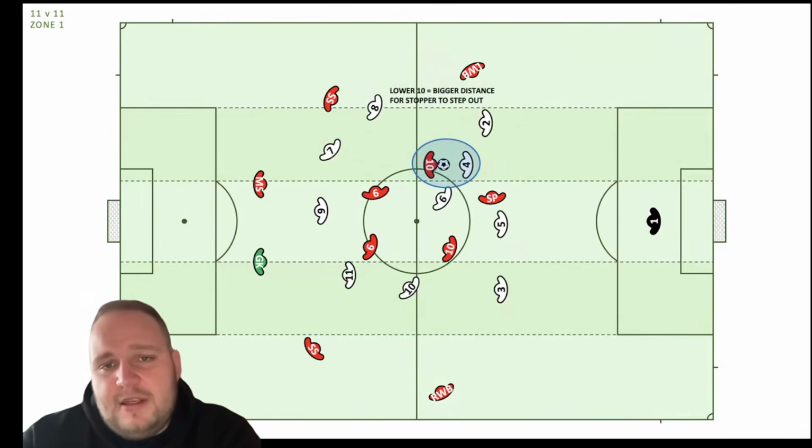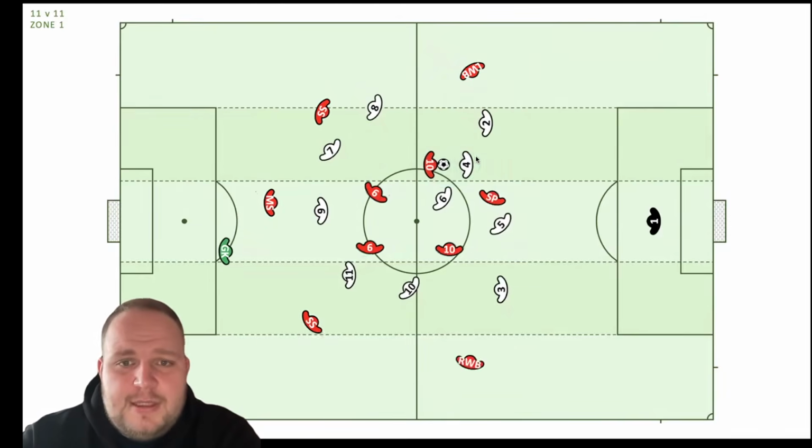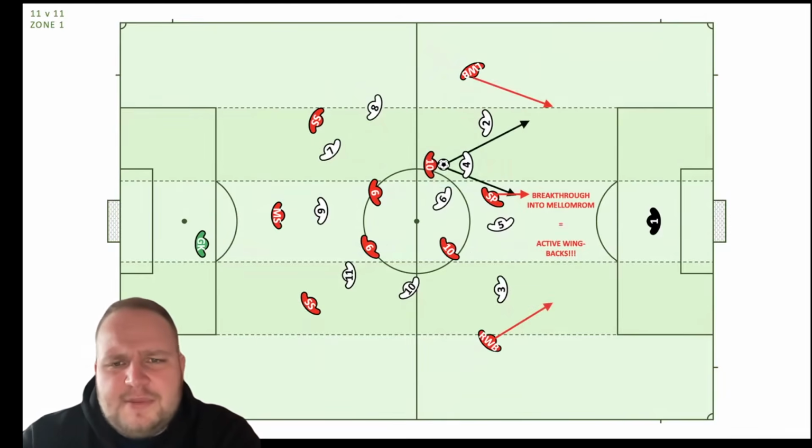And then we also said that if we have a lower 10, it's a much bigger distance for the stopper, as it's called in Norwich, and the centre back to step out. And then we come to situations where perhaps we've made a breakthrough into a melon room, or in English, the pocket, or the space between the midfield and the defending line.